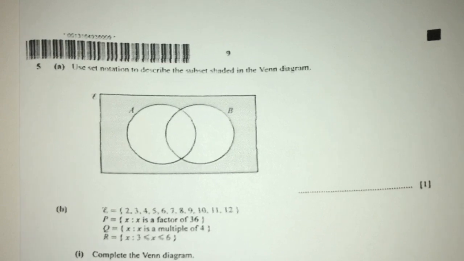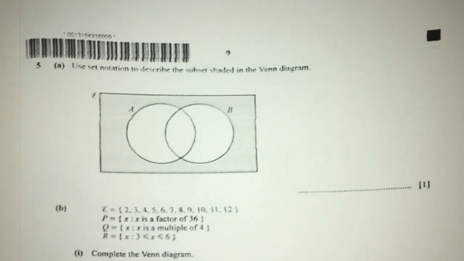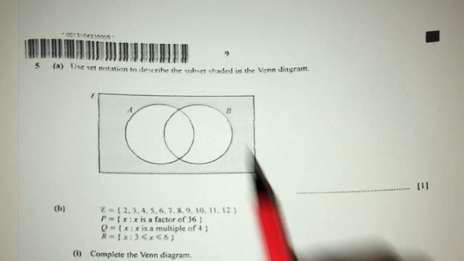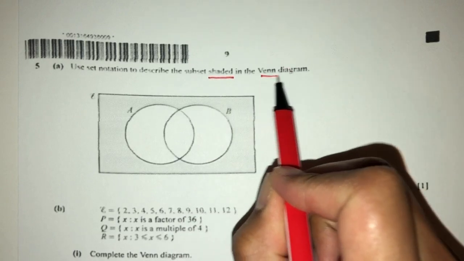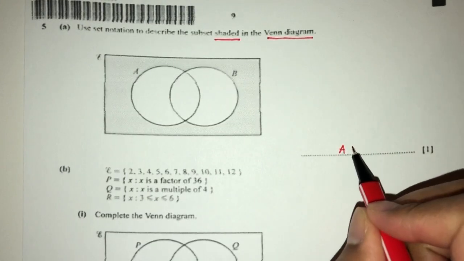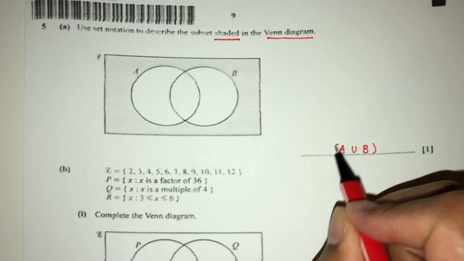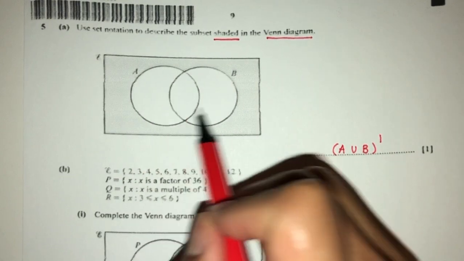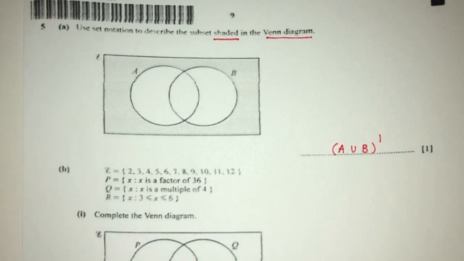Now let's move on to question number 5. So here we have to use set notation to describe the subset that is shaded in the Venn diagram. So pretty easy. So we can do A union B, and as you can see, it is outside of that region. So A union B, and outside will be prime. That will be part 1.